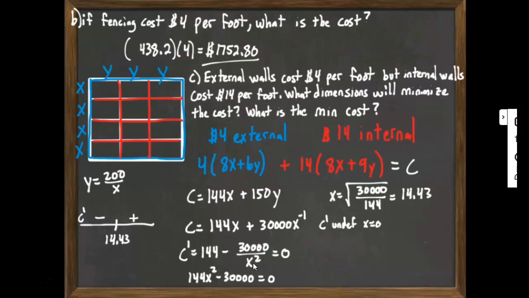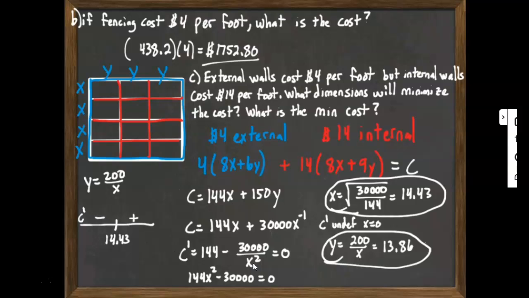So I can go ahead and say, all right, that answer is cool. That's my minimum dimension for x. And then what about y? Well, y is 200 over x. So if we plug in 200 over 14.43, we'll get 13.86. So those are my two dimensions that give me the least cost.